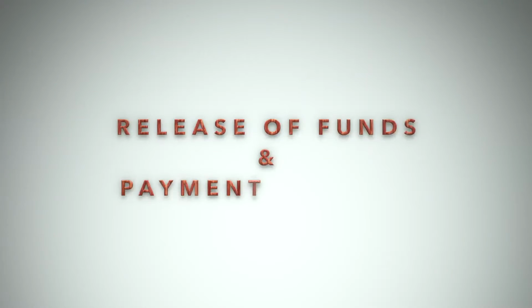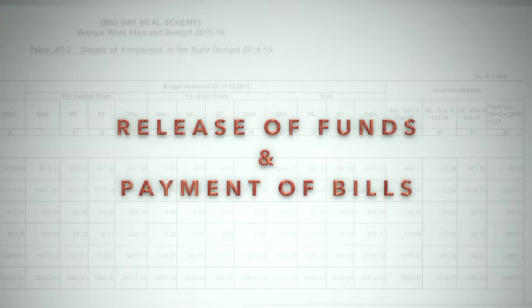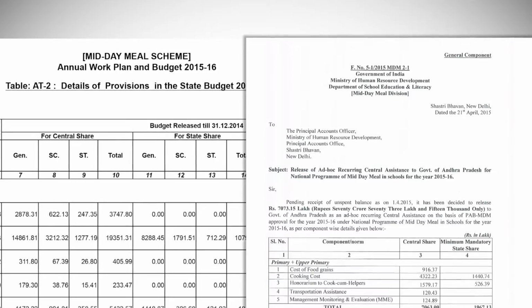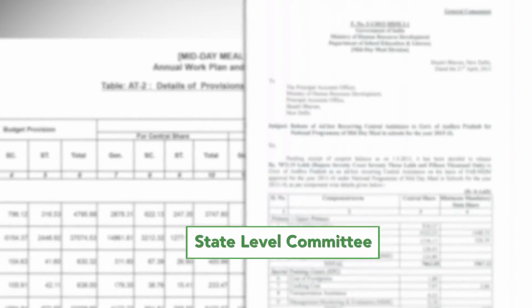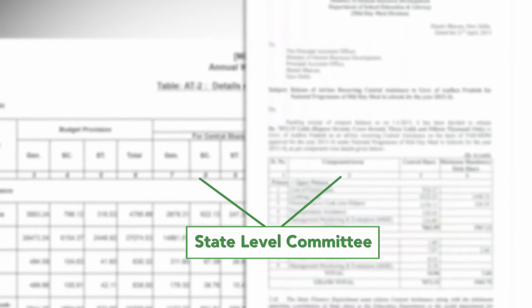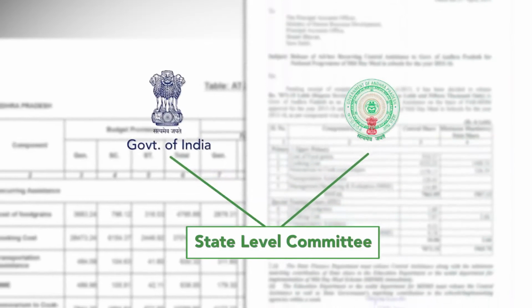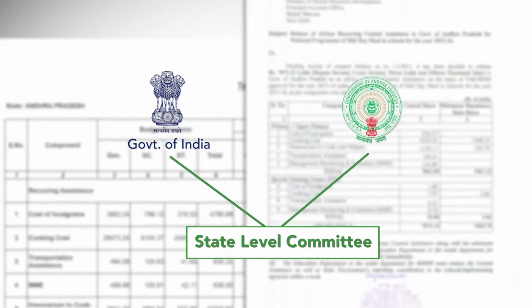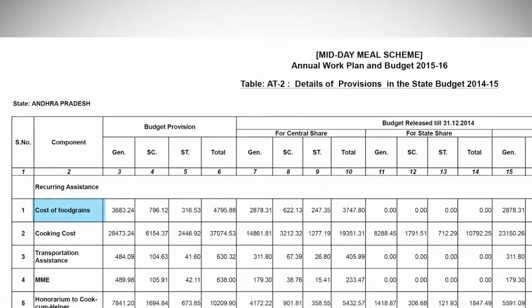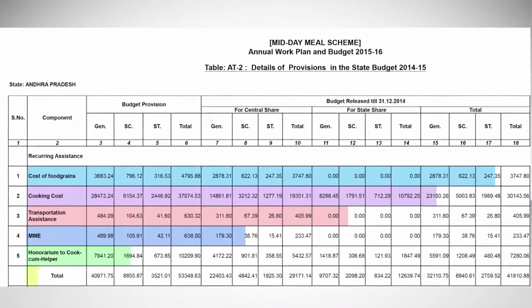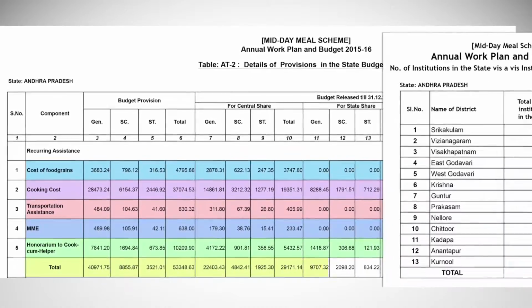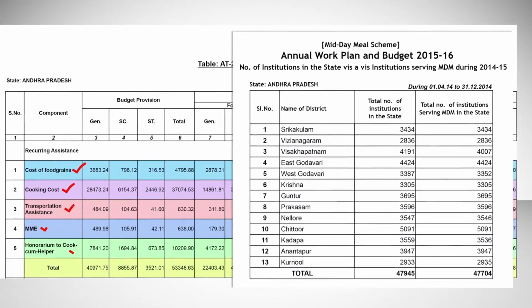Release of funds and payment of bills. Once PAB approves the annual budget for MDM, it is essential for the state level committee to maintain a close liaison with both Government of India and the state government to ensure prompt release of the respective share of MDM budget in order to allocate it to the district and mandal level on time.